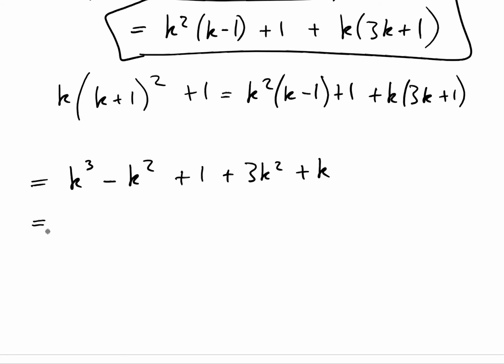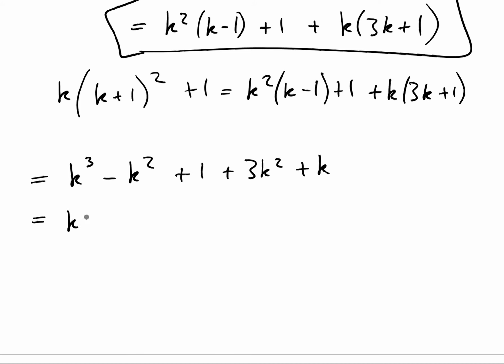So, and I'm also going to write it in decreasing powers. I'm going to start with the highest power, which is k cubed. I can see here I've got a minus k squared, but I've also got a plus 3k squared here. So I'm doing minus 1 of something, plus 3 of something, so I'm going to end up with 2 of that something. And in this case, that something is k squared. So I'm going to end up with 2k squared.